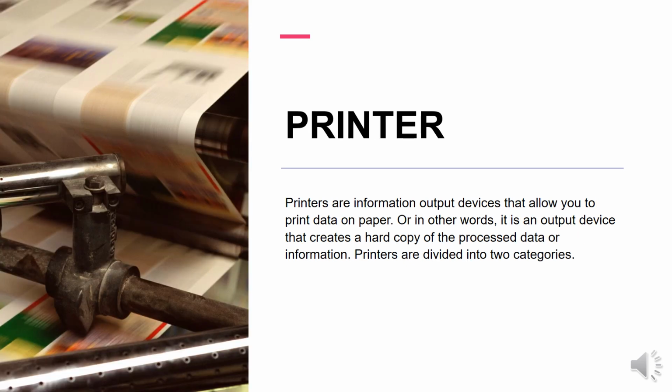Next output device is the printer. A printer is a device which makes a copy of pictorial or textual content, usually on paper. You can see printers almost everywhere, like in offices or other places. It is an output device that produces a hard copy of data. They are of different kinds, basically divided into two categories, that is impact printers and non-impact printers.